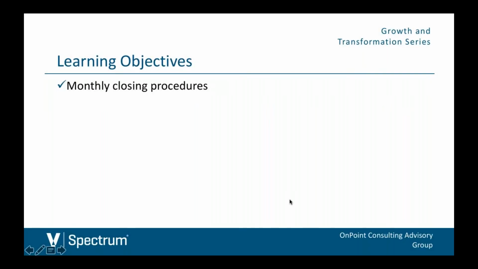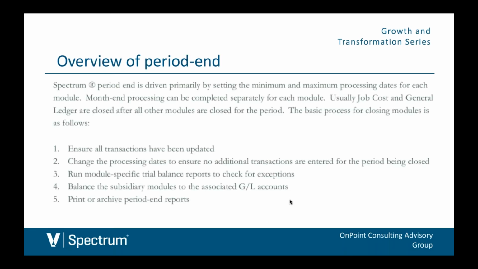So the main learning objective is to learn how to close the month in Spectrum. Just an overview, it's mainly to close the months, and it's driven by the minimum and maximum processing dates. Each module has its own date, and you can close it from the module or from one specific place, and I'll show you that as we go along.